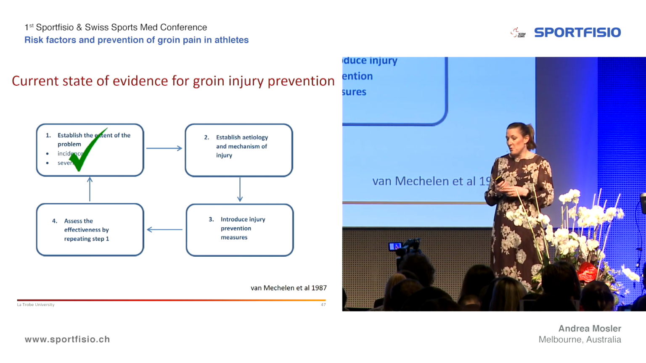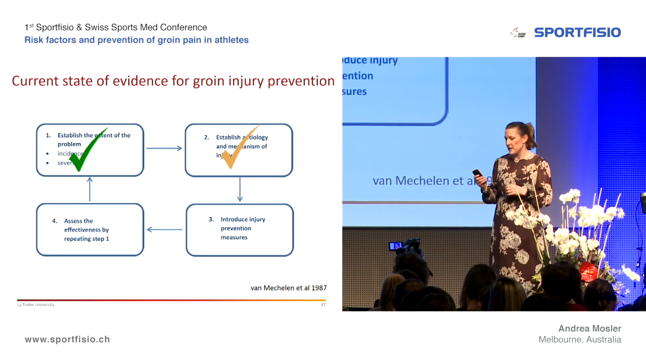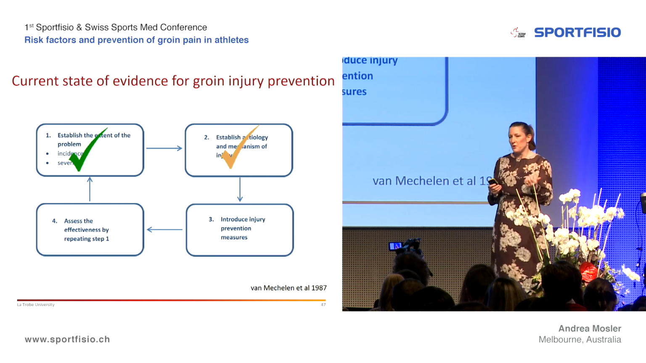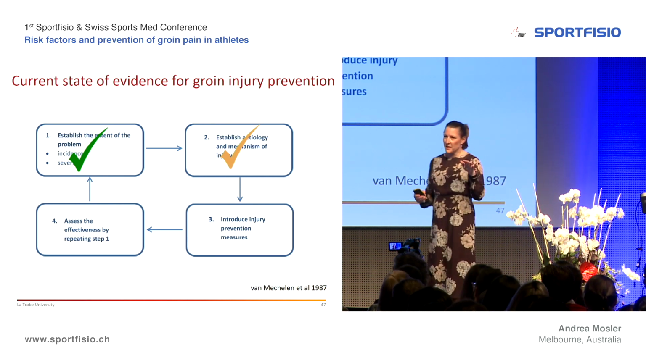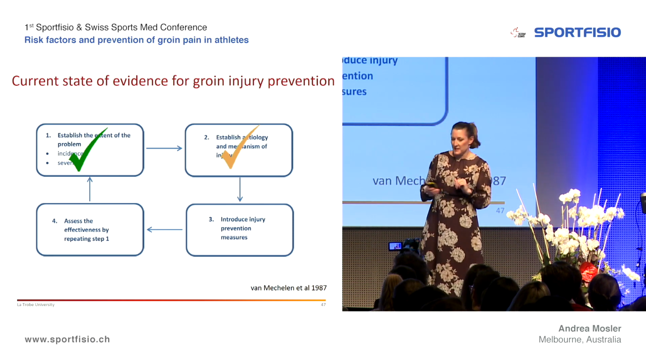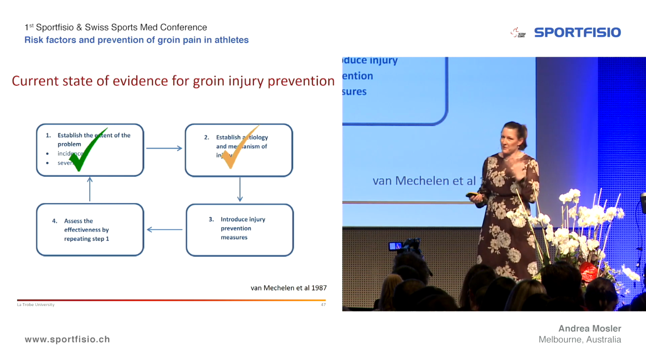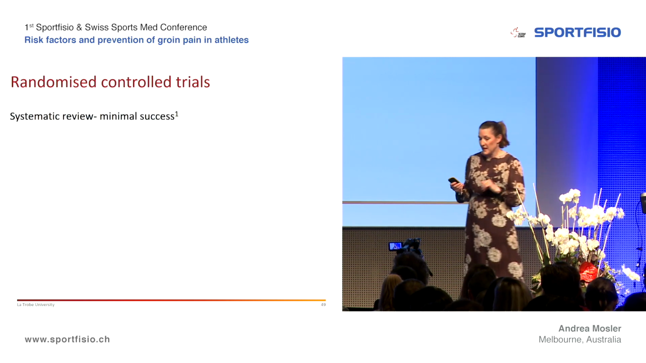So as I mentioned before, we have a pretty good idea of the epi. We're starting to understand the risk factors and the injury mechanisms for groin injuries. But there is a school of thought that thinks, let's just forget about doing these risk factor studies and just get in there and do RCTs of injury prevention measures and see what works. And that's a very practical approach.